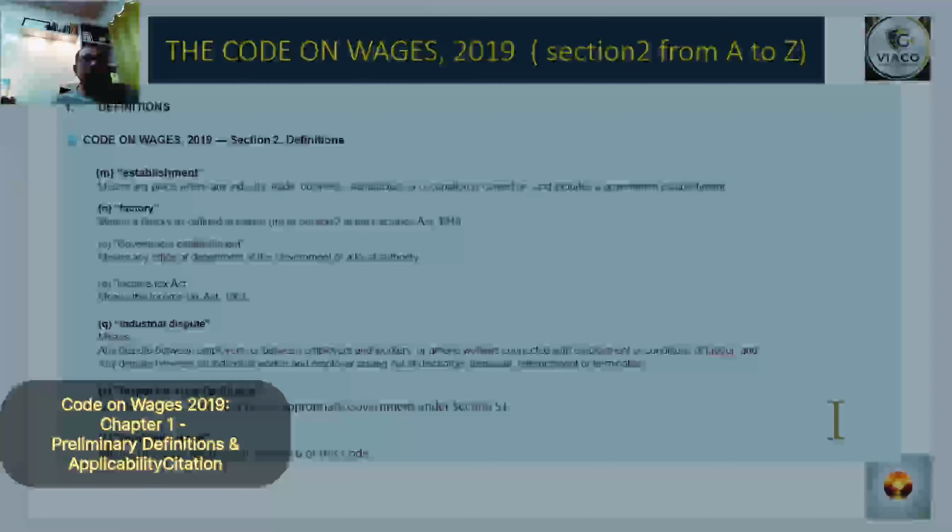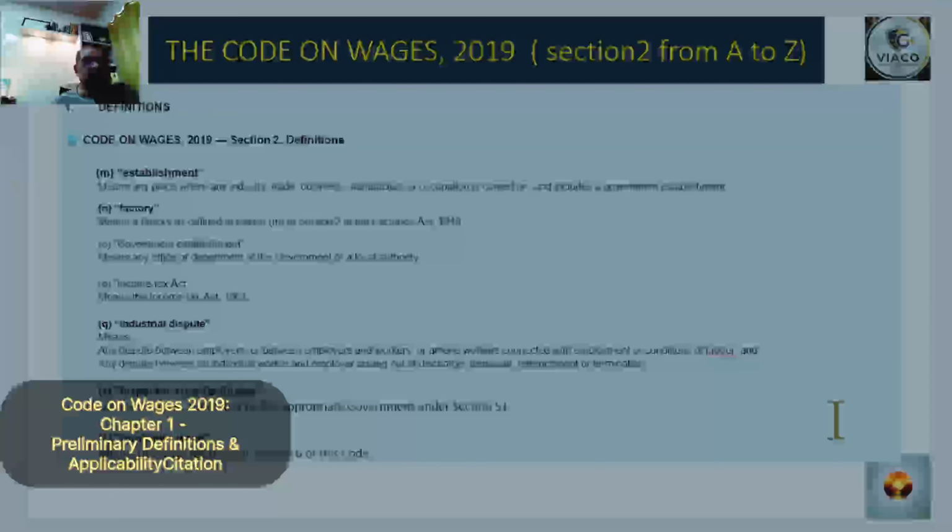Now, continue. What do you mean by establishment? Section 2M: any place where any industry, trade, business, or manufacture or occupation is carried on, and it includes a government establishment. Section 2N, factory, is defined under Section M of Section 2 of the Factories Act 1948. The same definition is applicable for factory in this Act. Government establishment means any office or department of the government or a local authority. Income tax, I have already explained to you, is as per the Income Tax Act 1961.